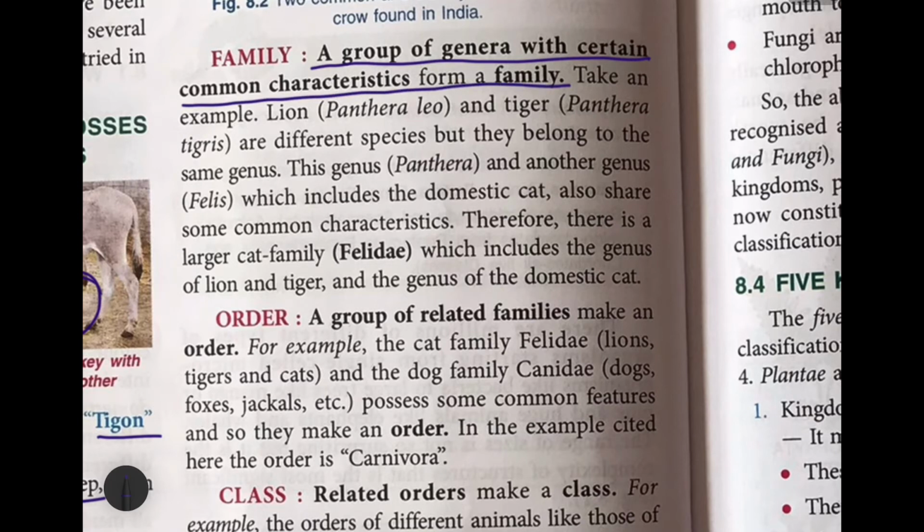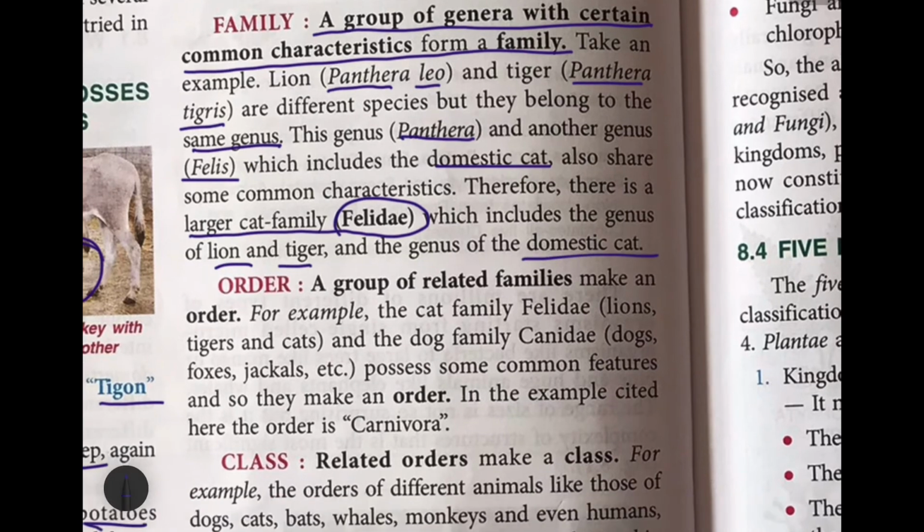For example, if we take lion, known as Panthera leo, and tiger, known as Panthera tigris, they are two different species, but they belong to the same genus. You can see Panthera, this is the genus, and leo, the second one, is the species. But they belong to the same genus. So this genus Panthera and another genus Felis, which includes the domestic cat, Felis domesticus, if you remember, also have the same characteristics. Therefore, there is a large cat family which is known as Felidae, which includes the genus of lion, tiger, and the genus of the domestic cat.